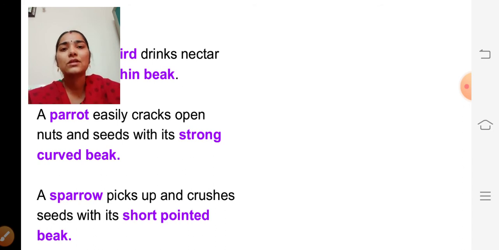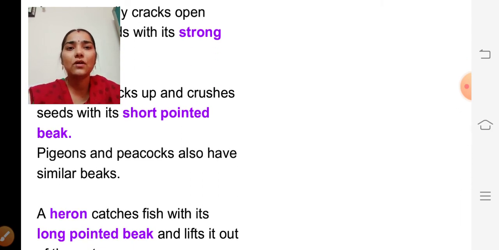The next one is sparrow. Sparrow picks up and crushes seeds with its short pointed beak. So sparrow has a short pointed beak because it should crush seeds, isn't it? Pigeons and peacocks also have similar beaks. So sparrows, peacocks and pigeons all have short pointed beaks.